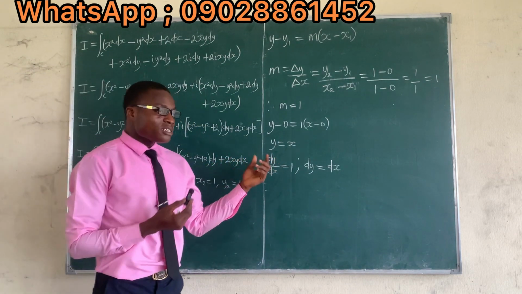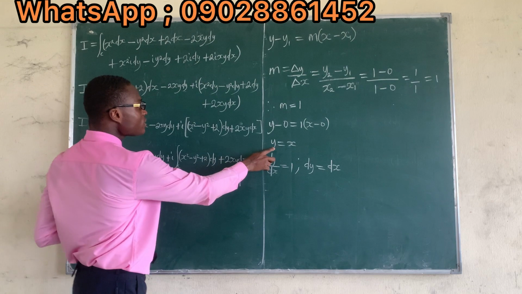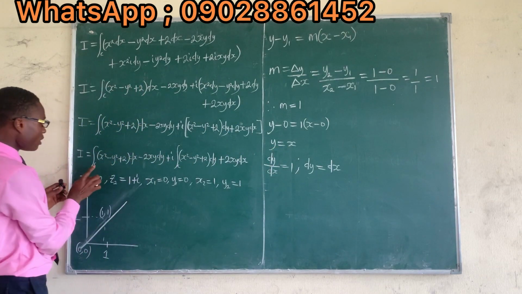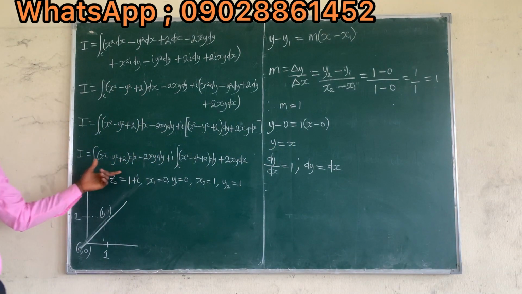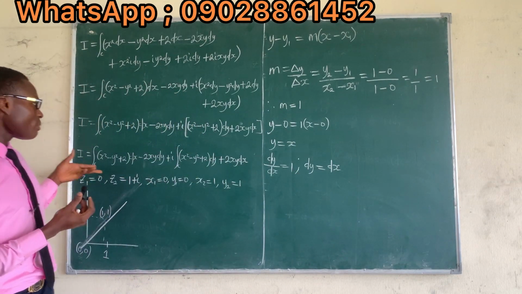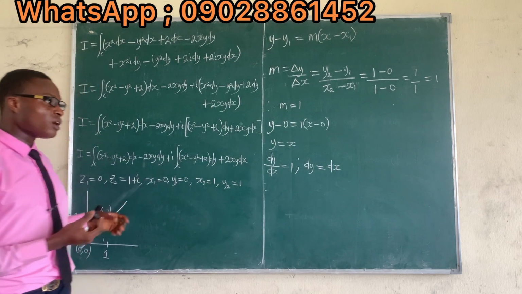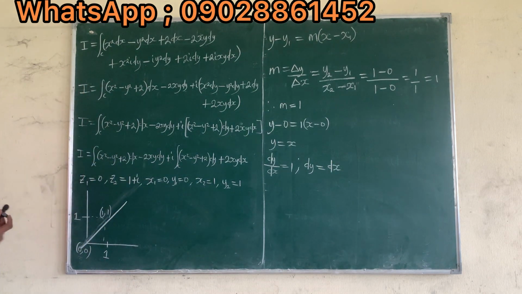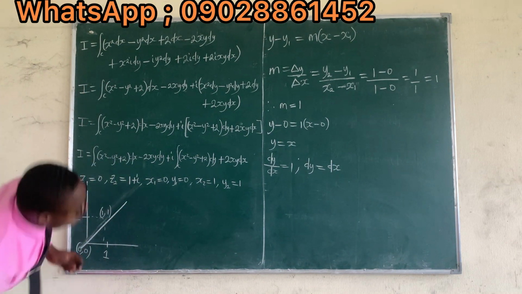So you see now that it is much easier for us to put y equal to x and dy equal to dx into this equation. We are going to have all the terms in the form of x. Then we can now integrate completely. So let's do that.